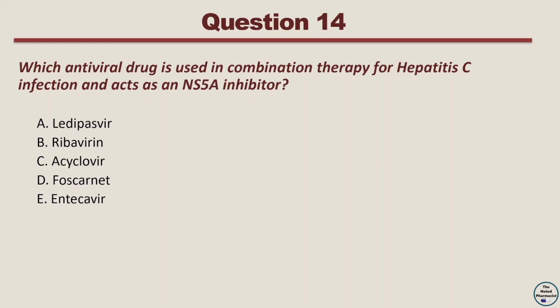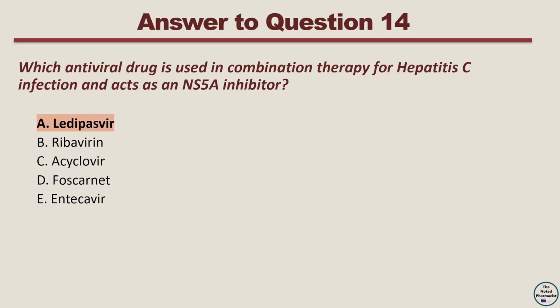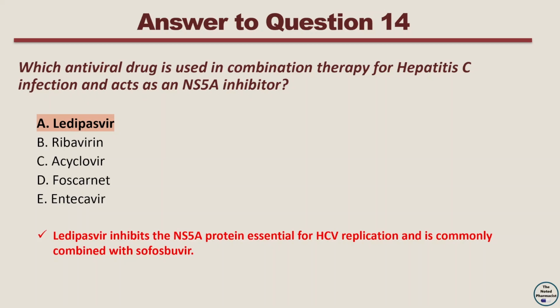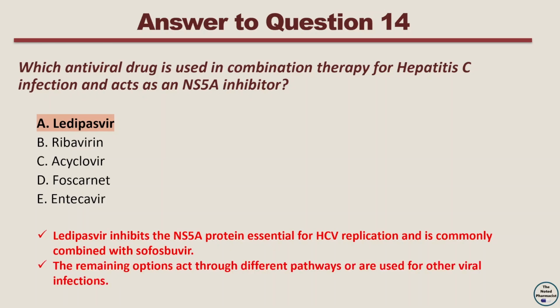The correct answer is option A, ledipasvir. This occurs because ledipasvir inhibits the NS5A protein essential for HCV replication and is commonly combined with sofosbuvir. The remaining options act through different pathways or are used for other viral infections.